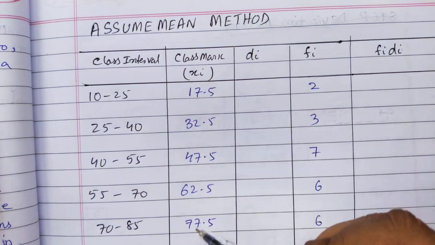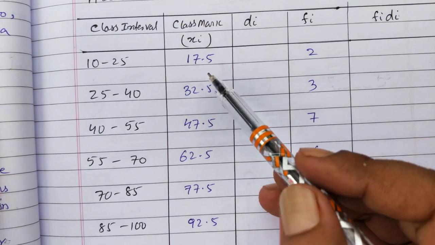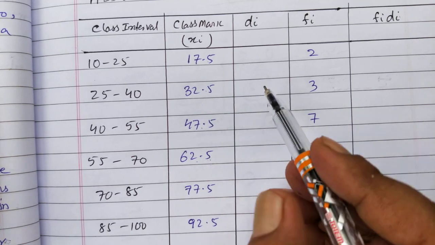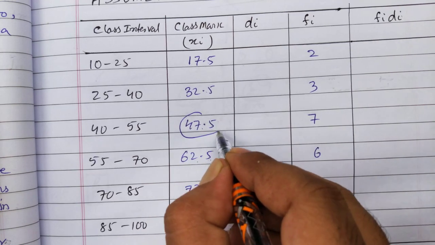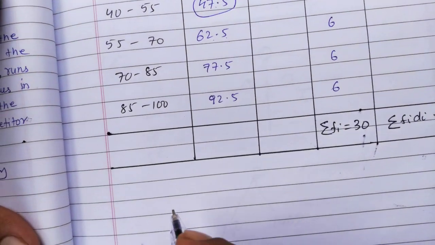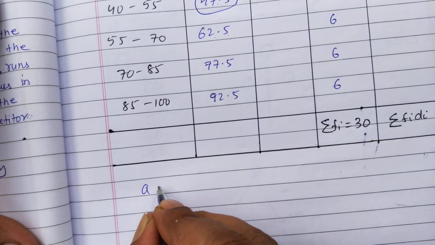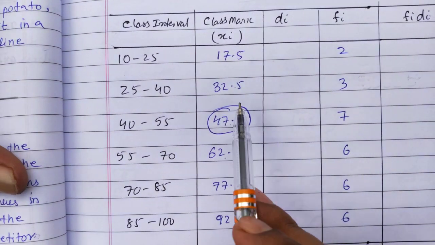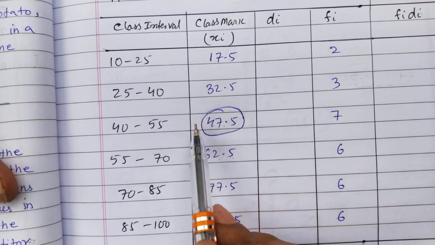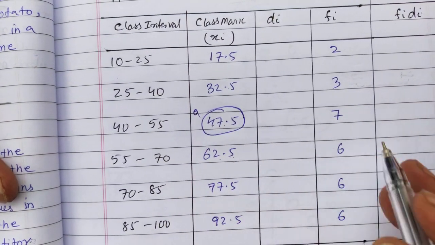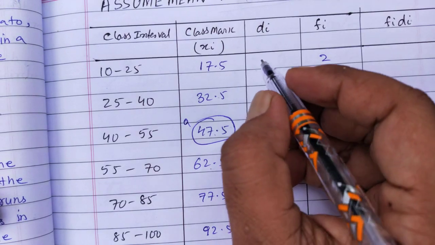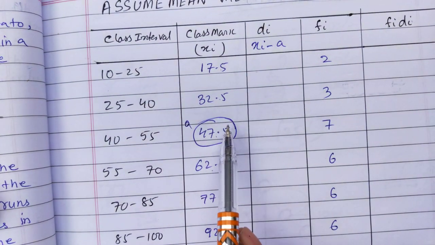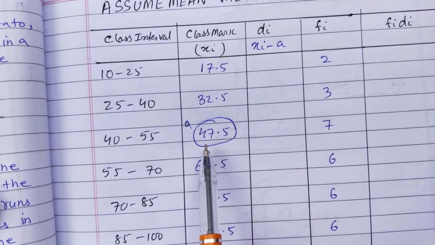See, the middle ones are somewhere in the middle, but there are 6 numbers, 1, 2, 3, 4, 5, 6. So these two are the middle. You can select any one, so I'm selecting this one as a. This will be your a, so we can write a equals 47.5. The selected mean is called a. Now di means xi minus a. That means every time you'll subtract this 47.5.